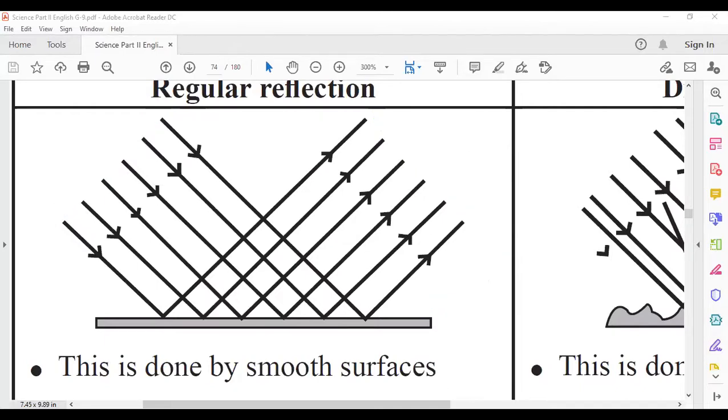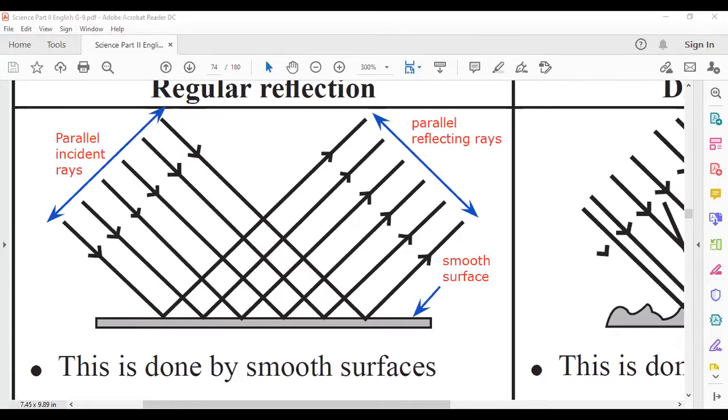Right. Have you marked everything here? Parallel incident ray, parallel reflecting ray, smooth surface, everything you marked? Yes, good.